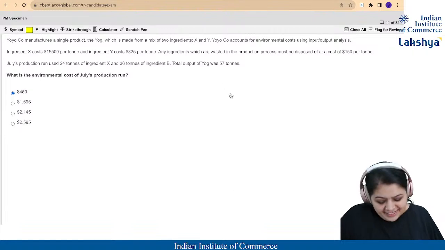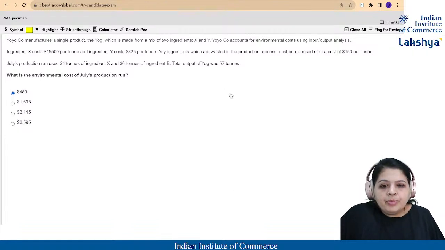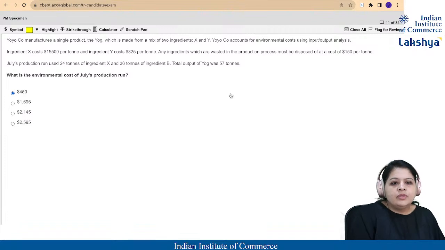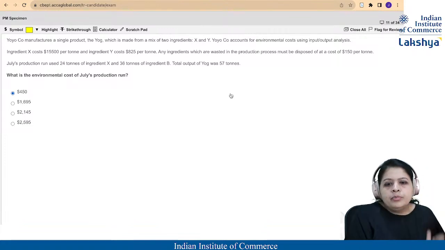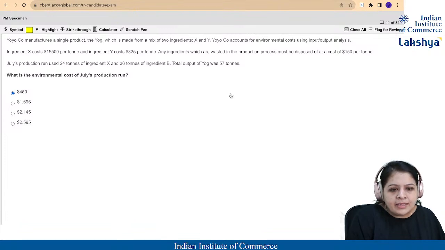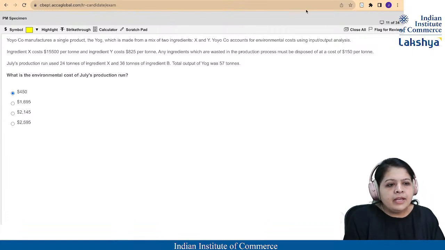Well, let's go to this one. Yo-Yo company manufactures a single product, the yolk, which is made from a mix of two ingredients, X and Y. Yo-Yo company accounts for environmental cost using input-output analysis. Ingredient X costs 15,500 per ton and Y is 825. And ingredients which are wasted in the production must be disposed of at a cost of 150. July production runs 24 tons of X and 36 tons of Y with the total output of 57 tons.